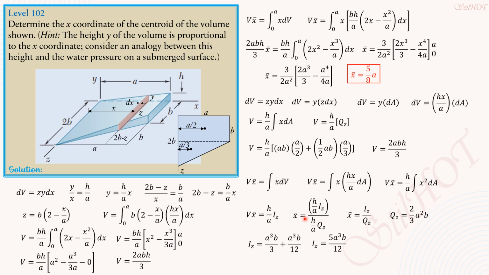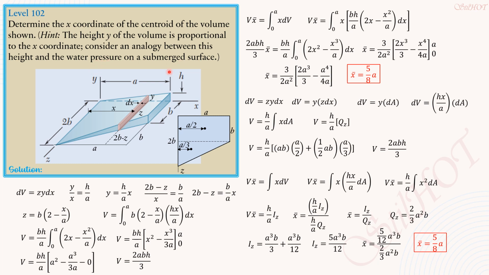Then substitute here. So x-bar is 5 over 12 a cubed b divided by Qz, 2/3 a squared b. So solving for x-bar, cancel out a squared b. So that would be 15 over 24 divided by 3. So that's 5 over 8. So x-bar is indeed 5 over 8 of a. So 5/8 of a. So that's it.